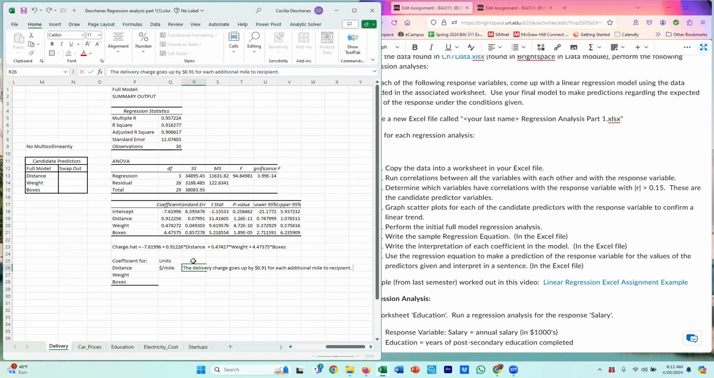Okay. Next one, same thing. Weight. So weight, again, is going to be rise over run. So the rise is always the response. So that's dollars per pound. So the delivery charge goes up by, and this is another positive one. So let me just edit this, 47 cents for each additional pound.